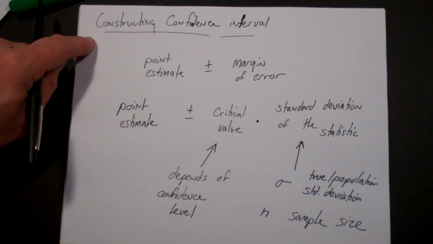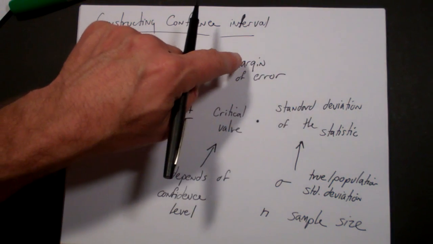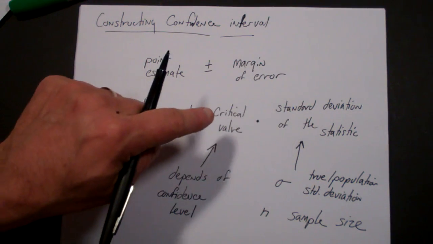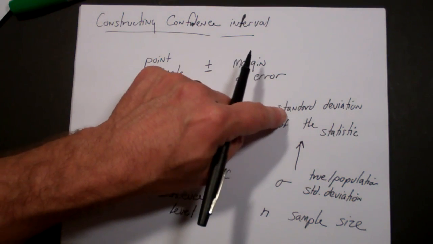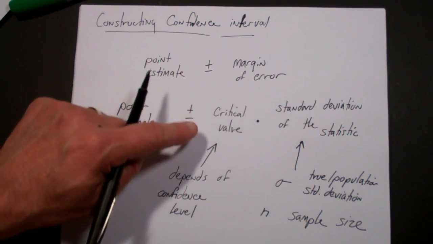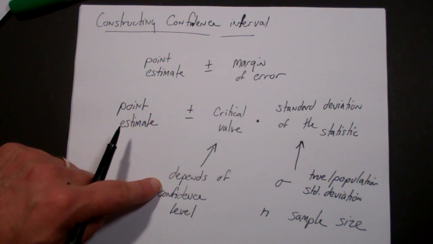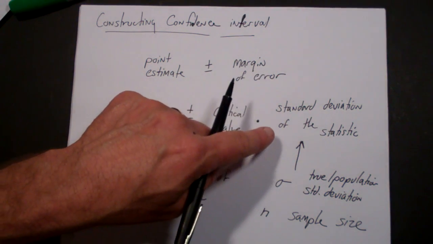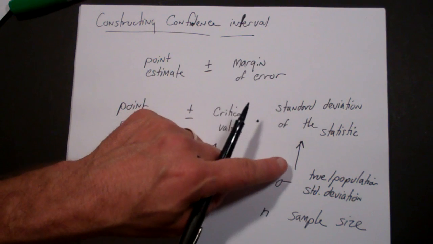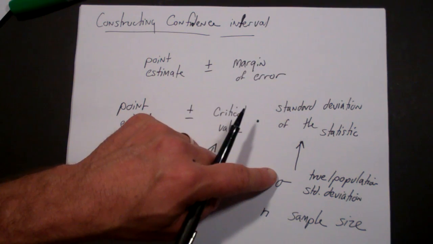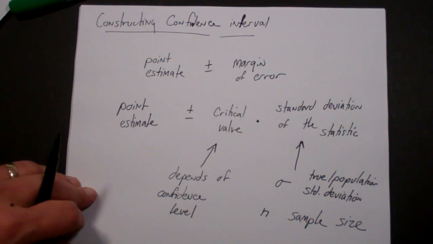So a confidence interval depends on the point estimate plus or minus the margin of error, and the margin of error is made up of 2 points, a critical value and the standard deviation of the statistic. The critical value depends on the degree of confidence you want, and the standard deviation of the statistic depends upon 2 things, the true population standard deviation and the sample size.